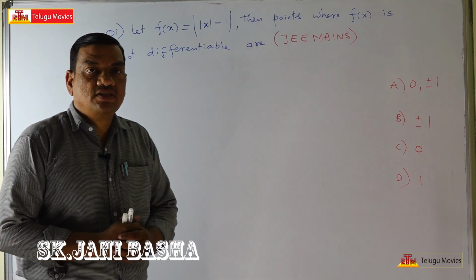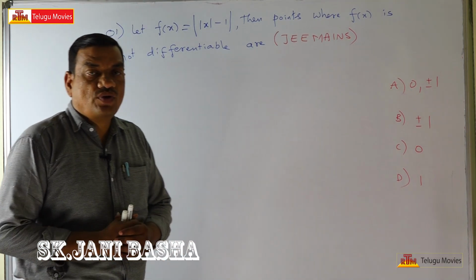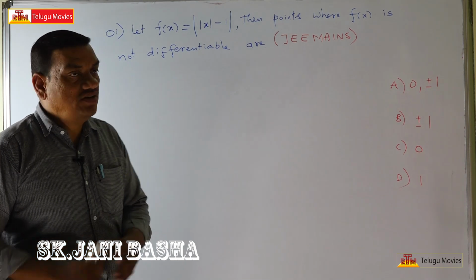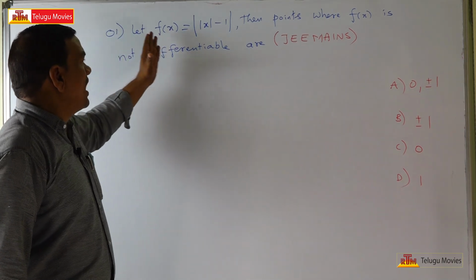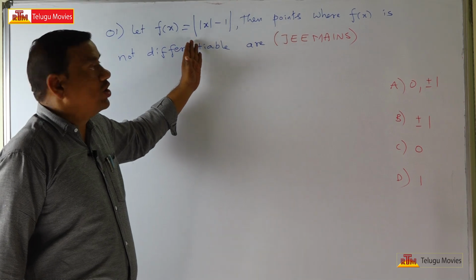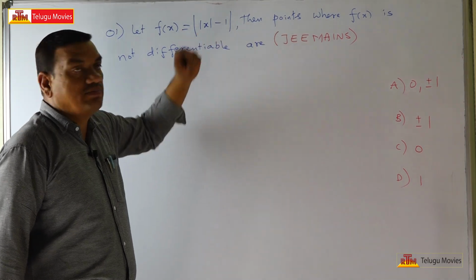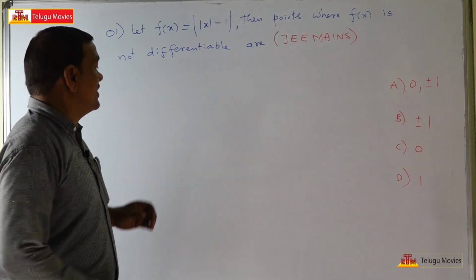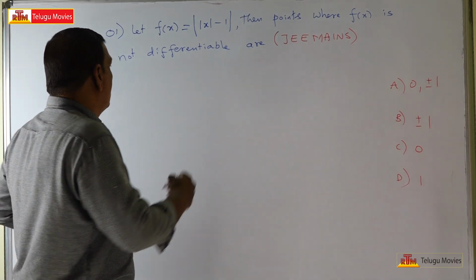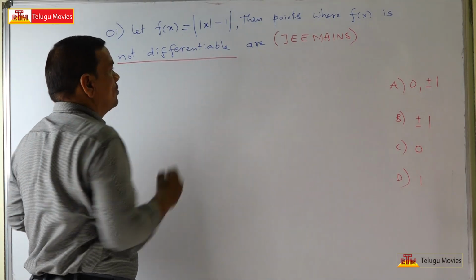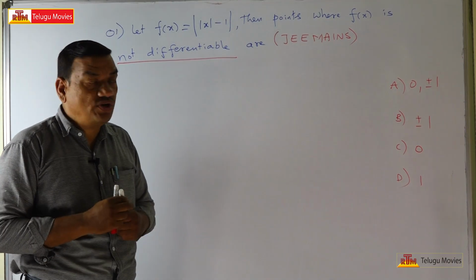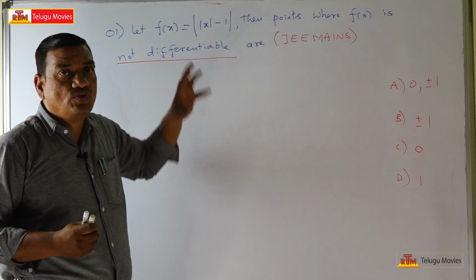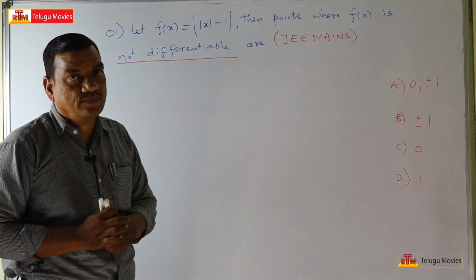So, dear students, coming to the first problem of today's session. The first problem is: let f of x is equal to modulus of x minus 1. Then find the points where f of x is not differentiable. So, this function is not differentiable at what points?